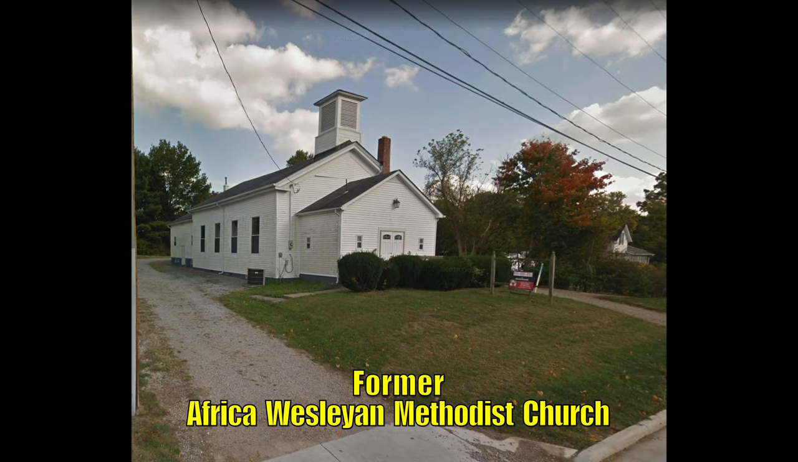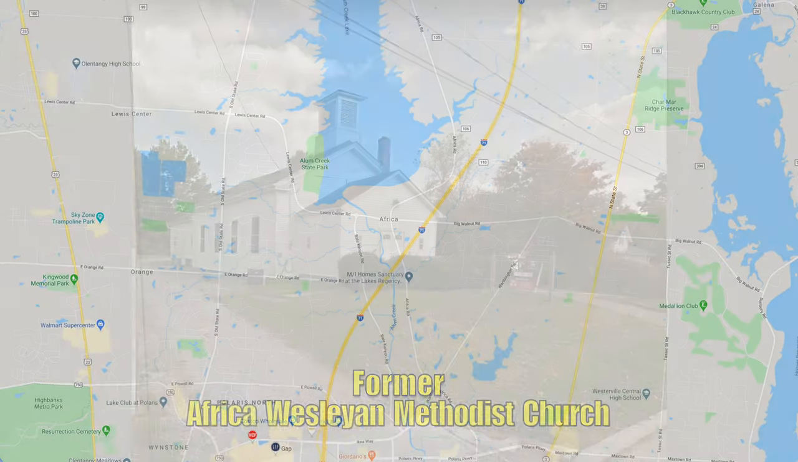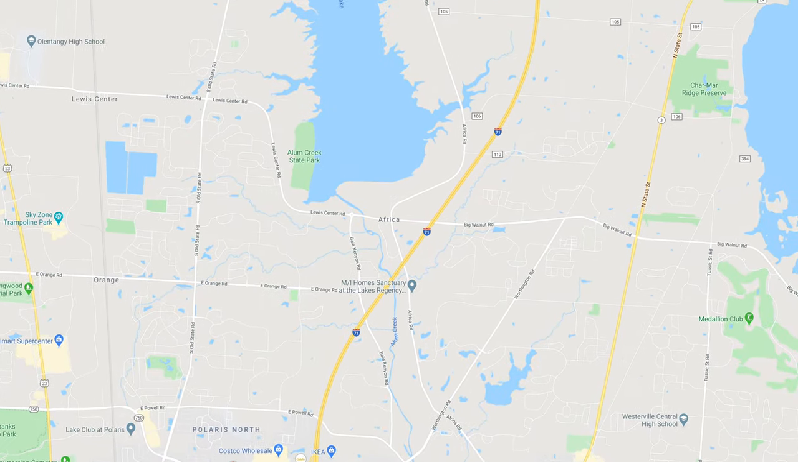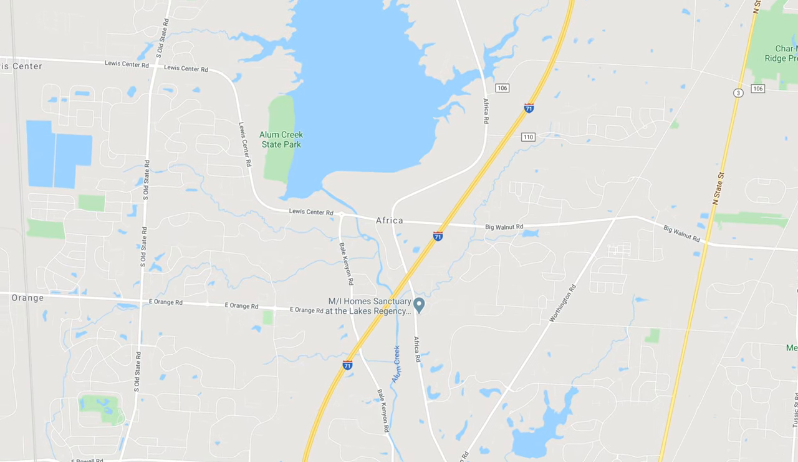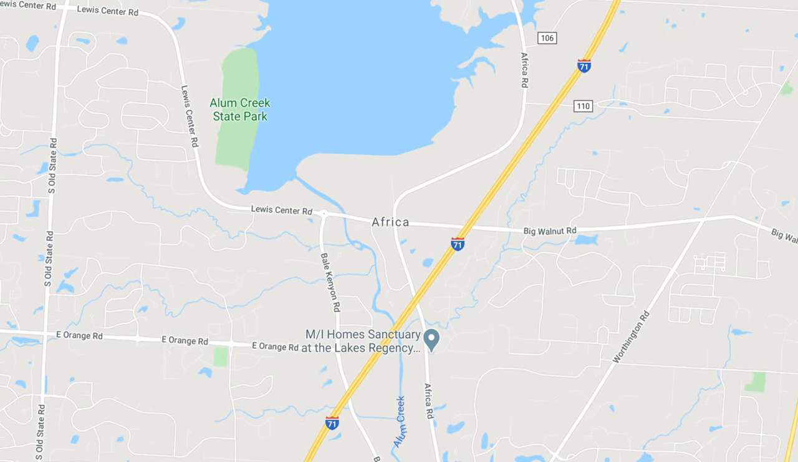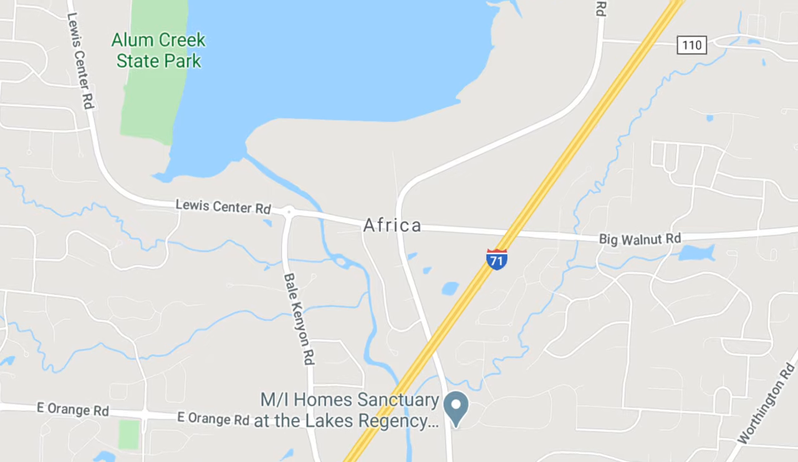Following their beliefs, they became Wesleyan Methodist and built a new church. A pro-slavery neighbor mocked them by calling their community Africa, and so East Orange was renamed to Africa, Ohio.